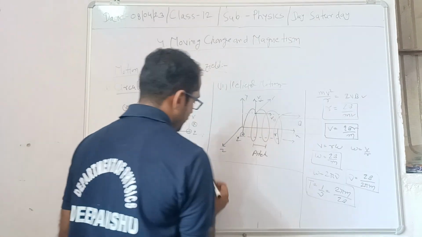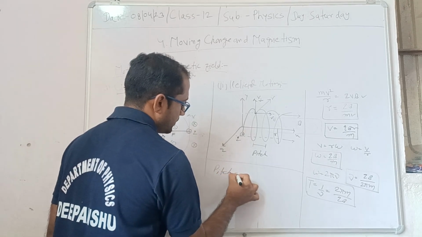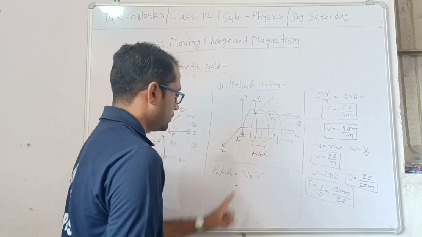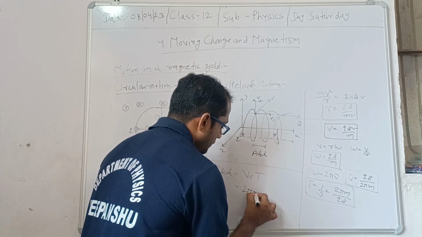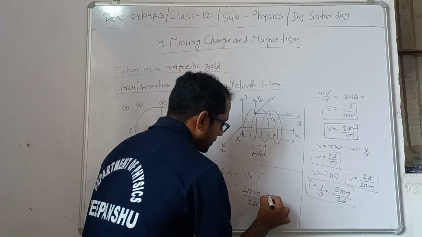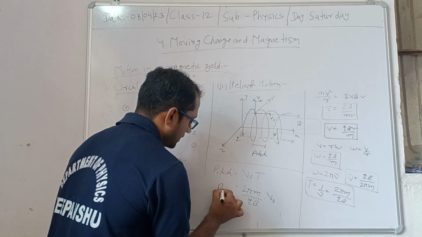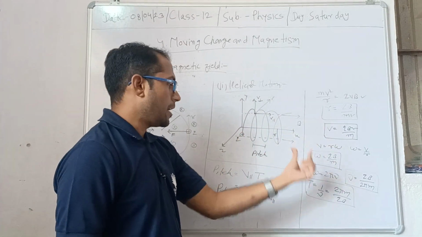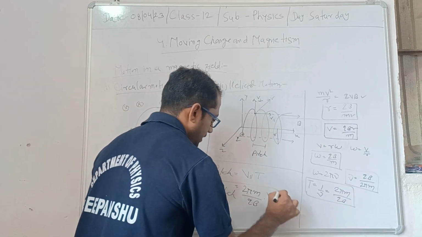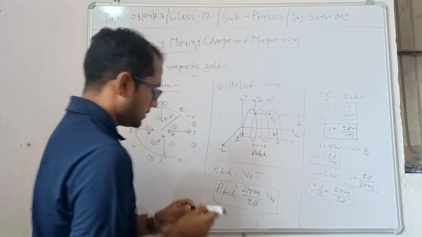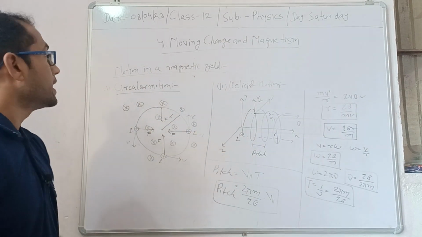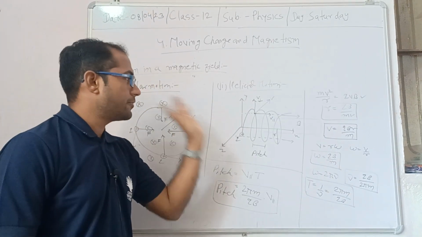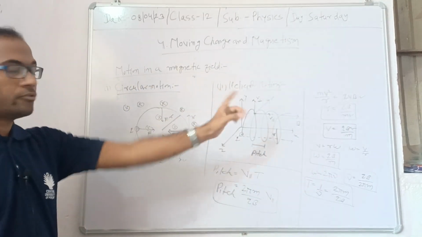And the pitch is equal to v parallel multiplied by T. T equals 2πm/qB, multiplied by v parallel, and then we get the value of the pitch, the distance the moving charge shifts in each time period. So this is the value of the pitch. These are the properties we find if a charged particle moves only in a magnetic field.